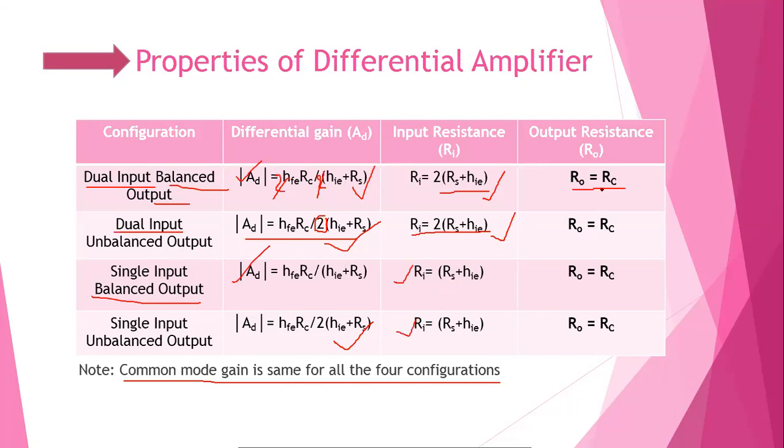Whereas output resistance is common for all the four configurations irrespective of input as well as output terminals, similar to common mode gain. So here output resistance will be directly equal to the collector resistance. If you remember this table, it will be easy for solving the problems.